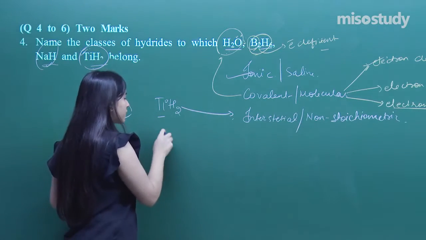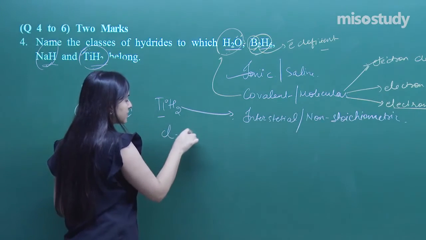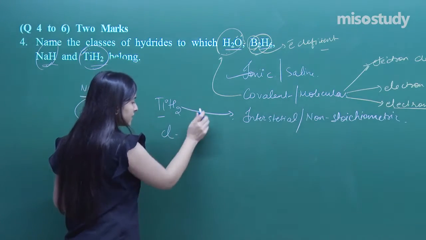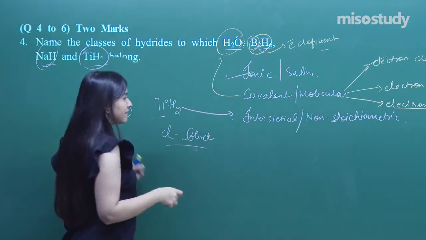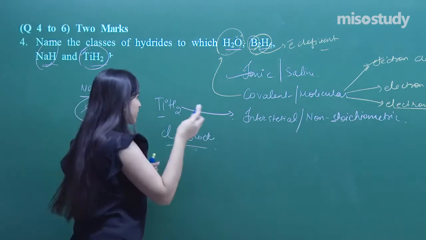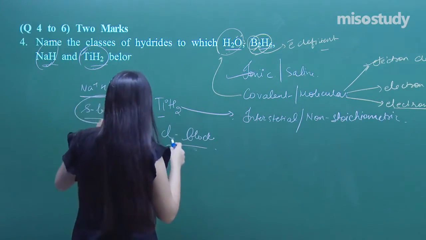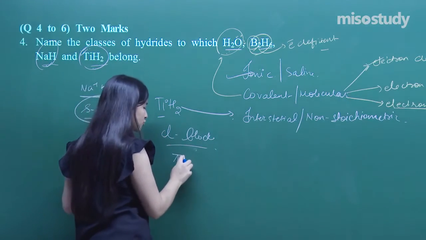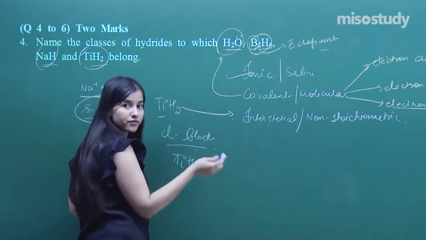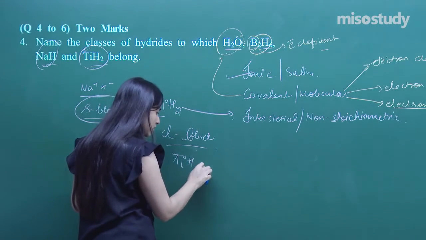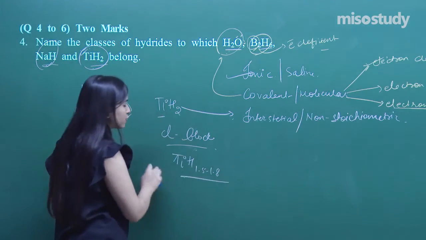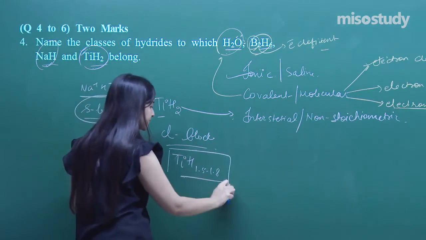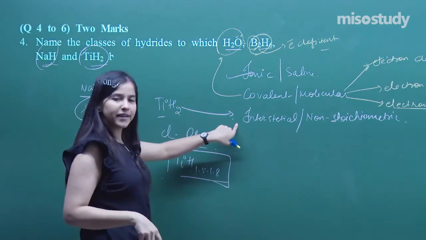First of all, just try to recognize that this belongs to the d-block element, and this gives us an idea that yes, it would be an interstitial. To be very precise, TiH2 is given. So basically it's not exactly TiH2, but it has a little deficiency of hydrogen, approximately 1.5 to 1.8, not exactly 2. Clear? So this belongs to the f-block.